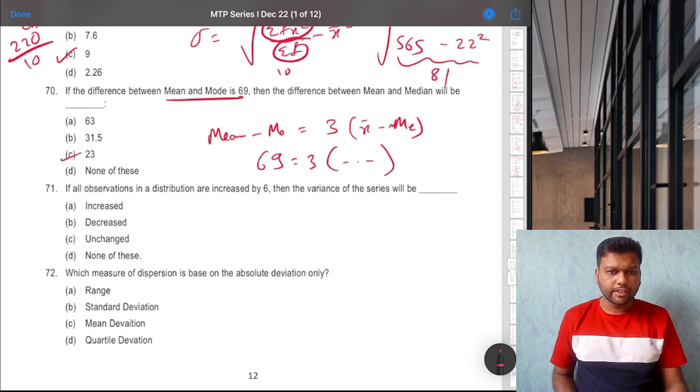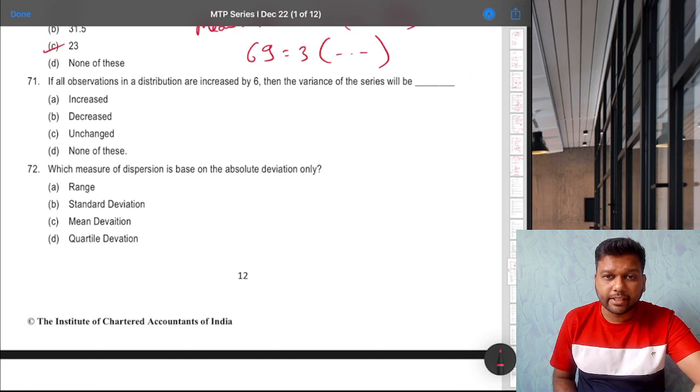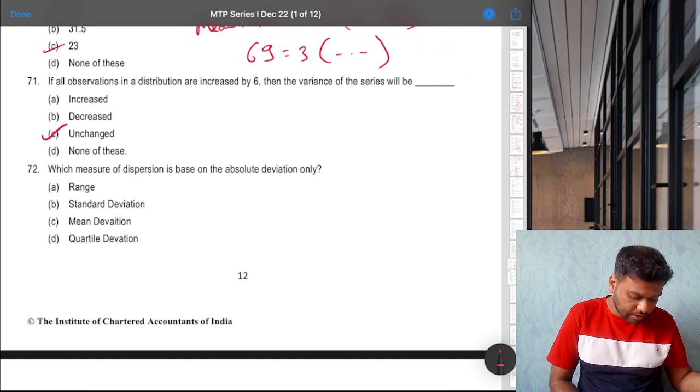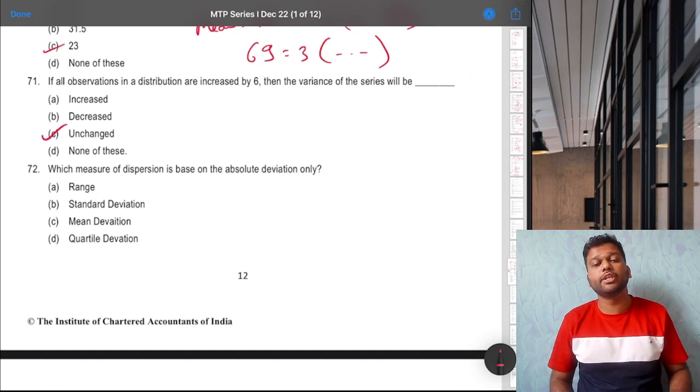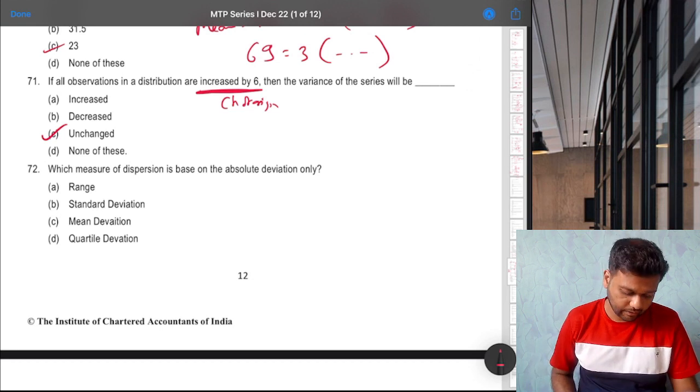Okay. Next, 71. If all the observations of a distribution are increased by 6, then variance will be unchanged. Okay, they have again given question on change of origin, change of scale, because increased by 6 means change of origin. Change of origin has no effect on measure of dispersion.